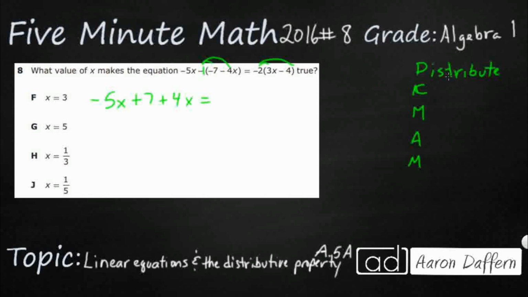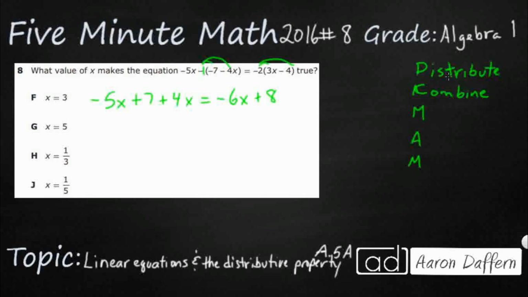Do the same thing over here. -2 times 3x is -6x. And then -2 times -4, 2 negatives make a +8. Okay, so we have the simplified version here. We've got the parentheses out of here. And so what we need to do next after we distribute is we need to combine.